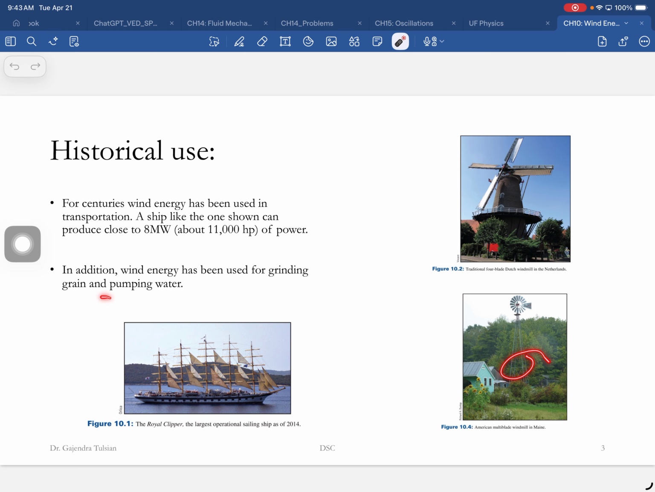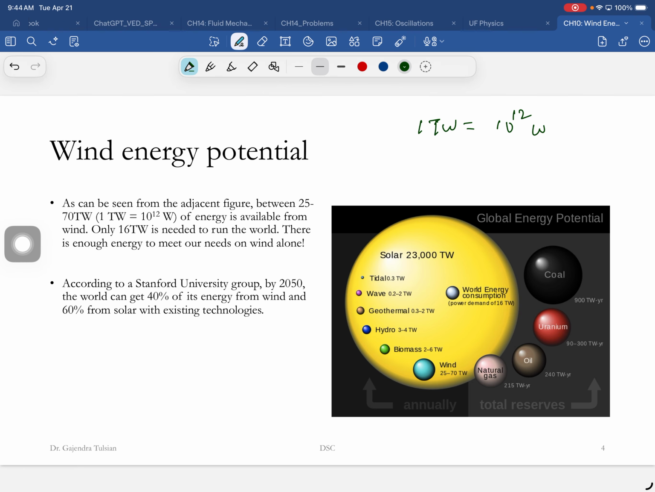Look at this. What does this graph tell you? So to run the world, currently we use 16 terawatts. If you remember, 1 terawatt is 10 to the power 12 watts. And 1 gigawatt is 10 to the 9 watts. What is a gigawatt? Hoover Dam. So to run the world, all you need is 16,000 Hoover Dams.